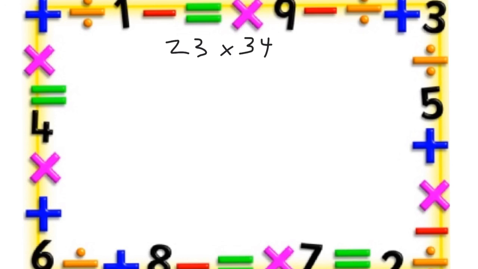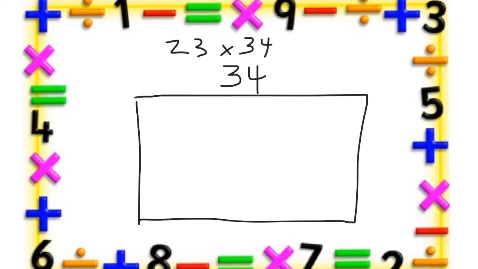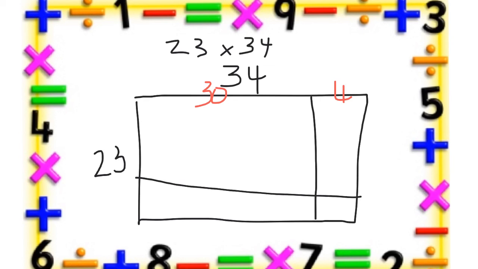I'd really like to be so efficient that I don't need base 10 blocks or even graph paper around. And so what I can do is use an open area model where I'm drawing a rectangle. I'm labeling it 34 and 23. And I'm breaking apart my 34 and my 23 into more manageable pieces. And so I can break apart my 34 into 30 and 4. And I can break apart my 23 into 20 and 3. And then think about these 4 smaller arrays, what they would be.